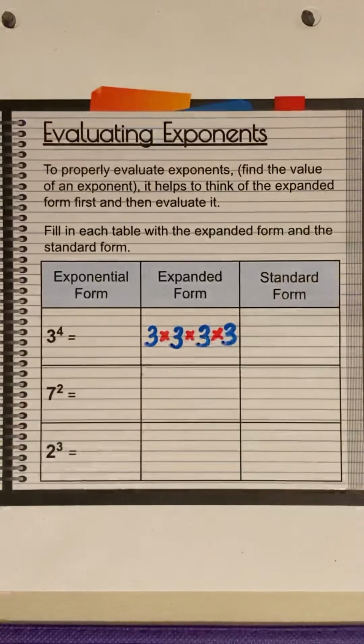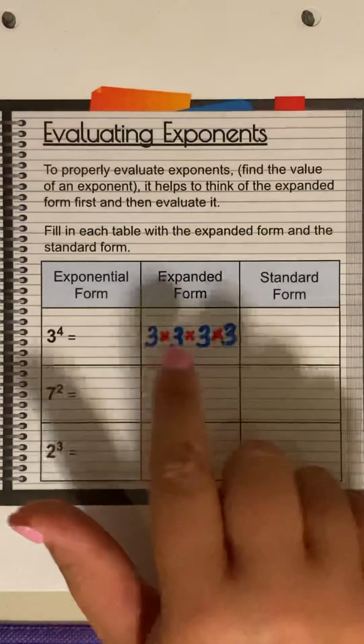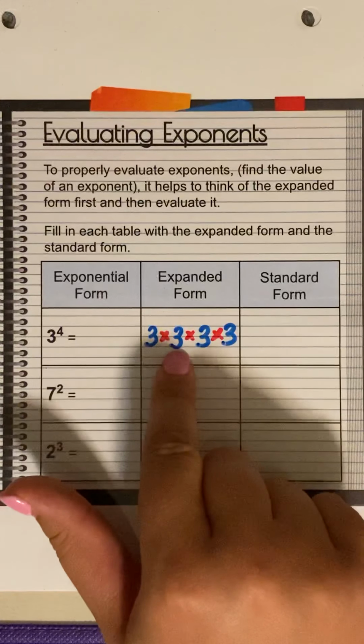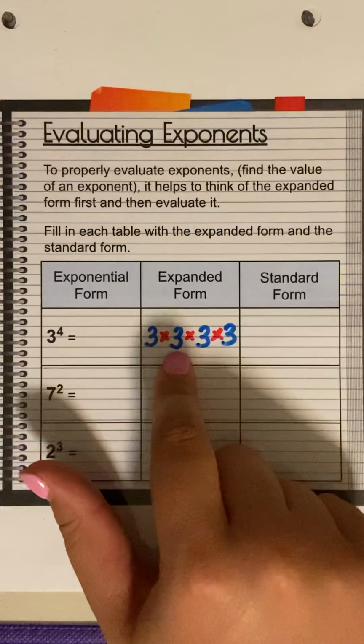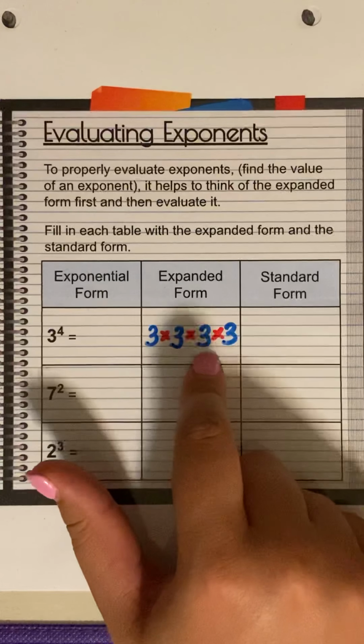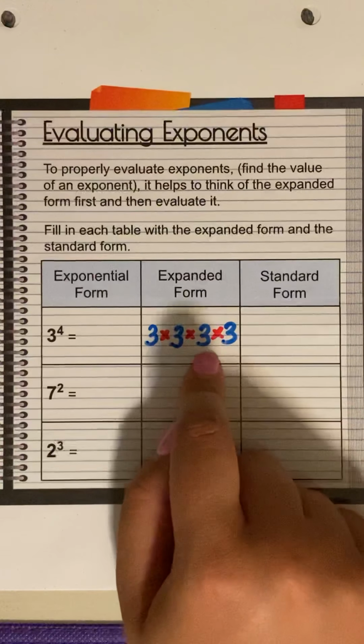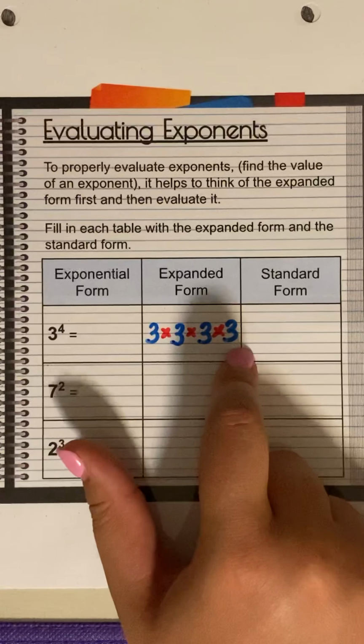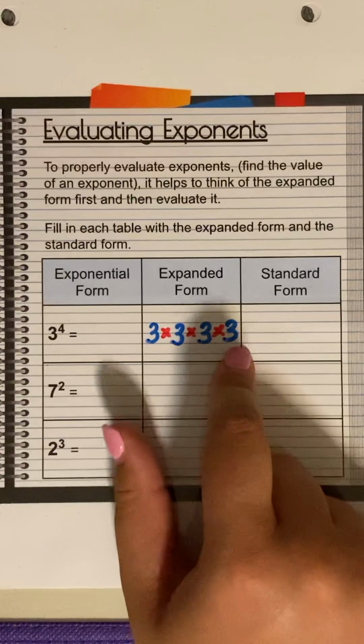Now, when we do the standard form, we're going to solve it. What is 3 times 3? Well, I know that 3 times 3 is going to be 9. And then 9 times 3 is going to be 27. And then 27 times 3, you can solve this out. I'll show you in a minute, but it's going to be 81.